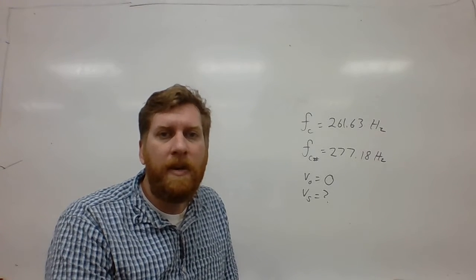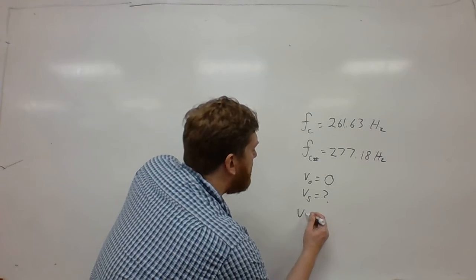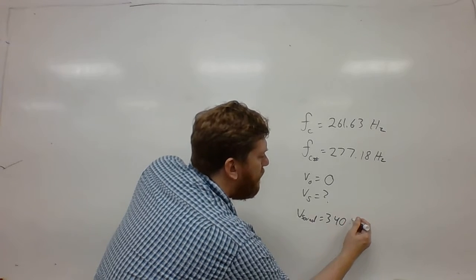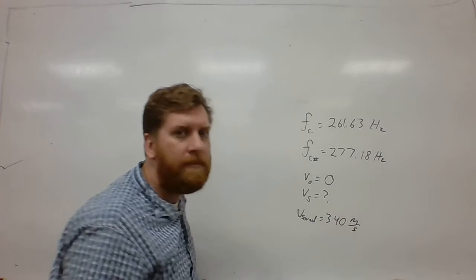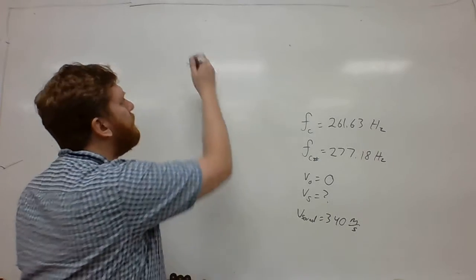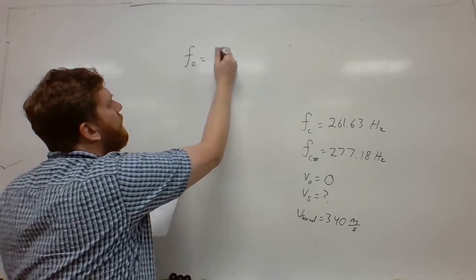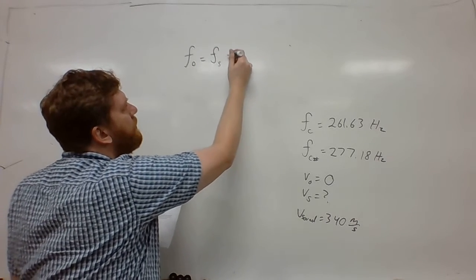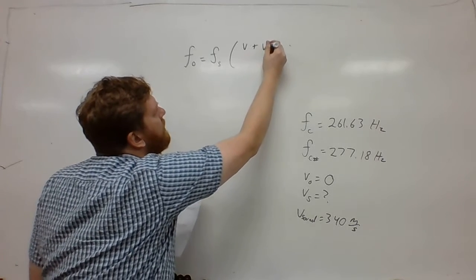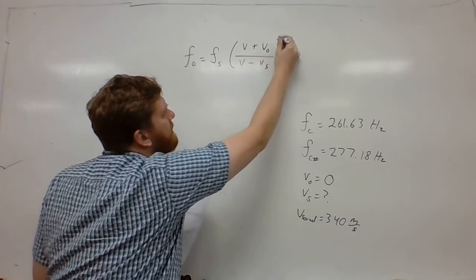One other piece of information you need is the velocity of sound in air. So I'm going to say velocity of sound, that's about 340 meters per second. So let's write the equation for a Doppler shift. I give this to you. It says the frequency of the observer is equal to the frequency of the source times velocity, this is of sound, plus the velocity of the observer over velocity minus the velocity of the source.